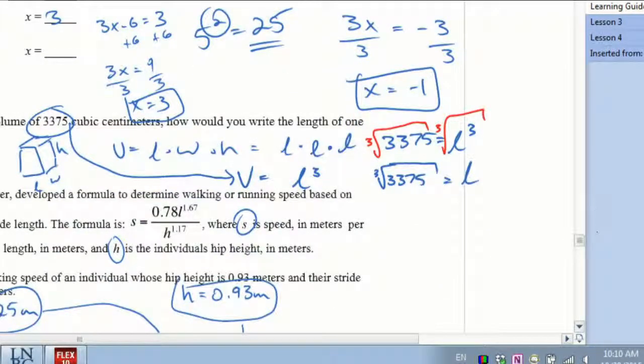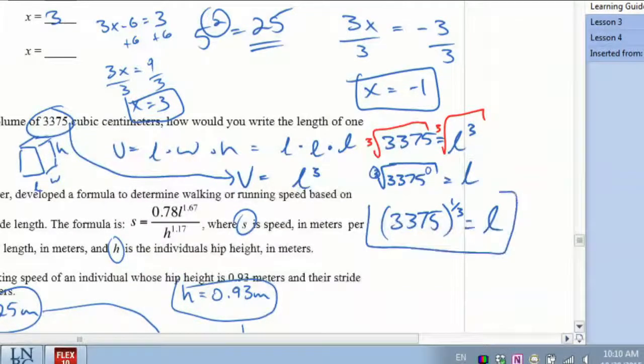And then it wants me to write it as a power. So I have no exponent. I have an index of 3 or a root of 3. So I'm going to have 3,375 to the 1 over 3 is equal to the length of the side. So maybe a bunch of work that you probably don't need to show to end up there.